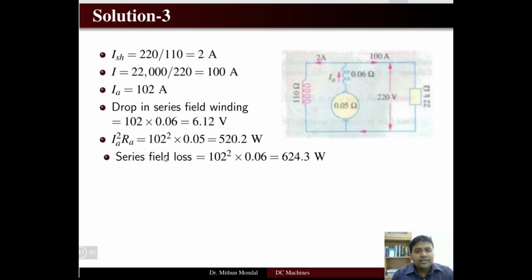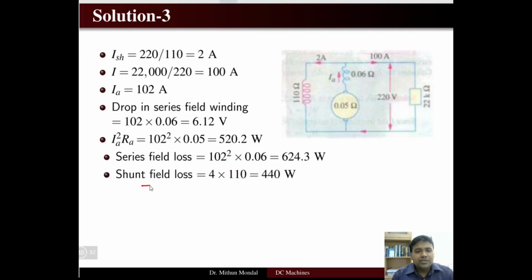Next, you calculate what is the series field loss. So series field loss can be computed from the knowledge of the current which is flowing in the series field winding. So series current will be equal to the armature current. So 102 square multiplied with the resistance of the series, which is equal to 624.3 watt.